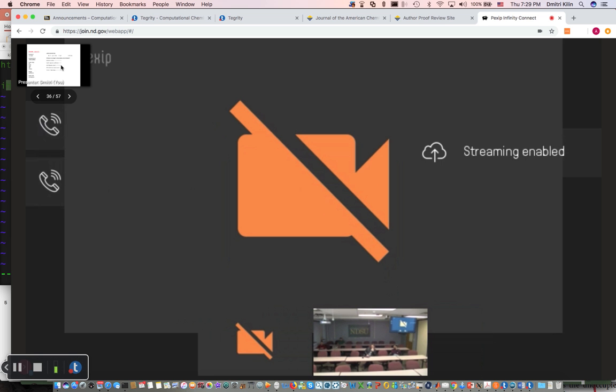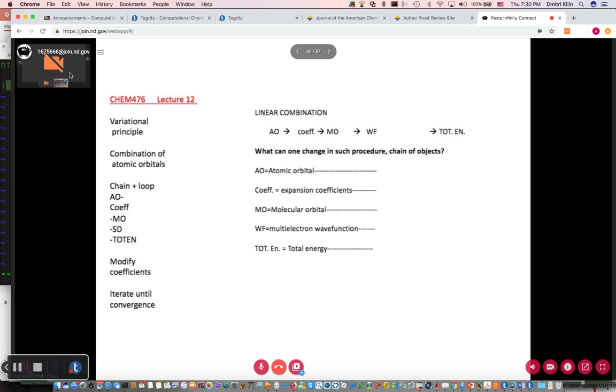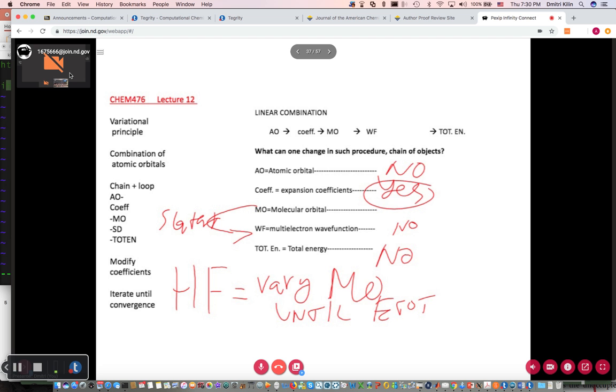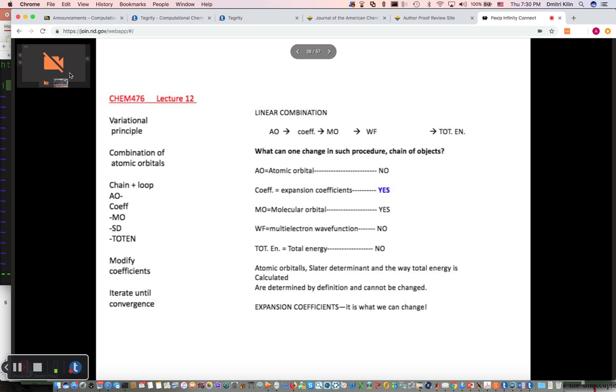So can you change molecular orbitals? Wave hands if you can. Please wave hands because you can. Yes. So can you change the expansion coefficients between atomic and molecular? Yes, yes, yes. Thank you for supporting this idea. So the only thing that we can change is expansion coefficients and molecular orbitals. This is the only part that we can vary.